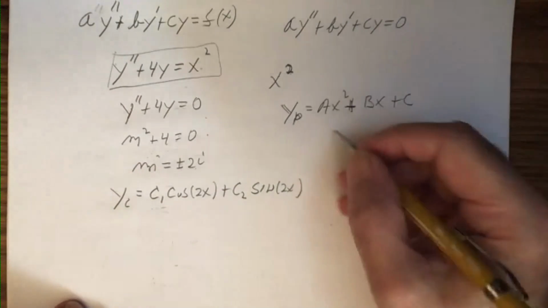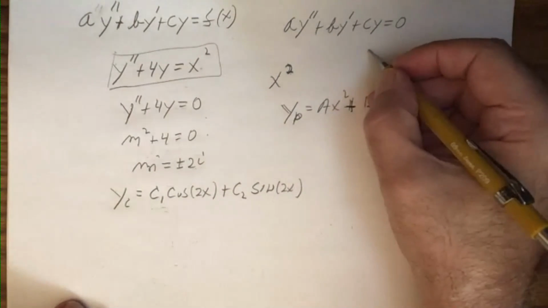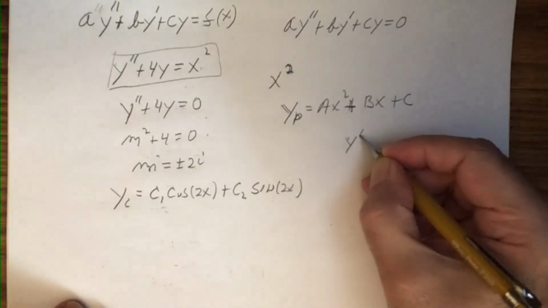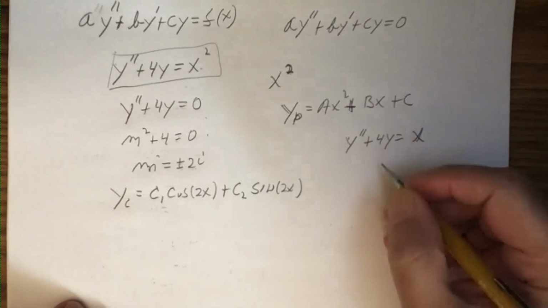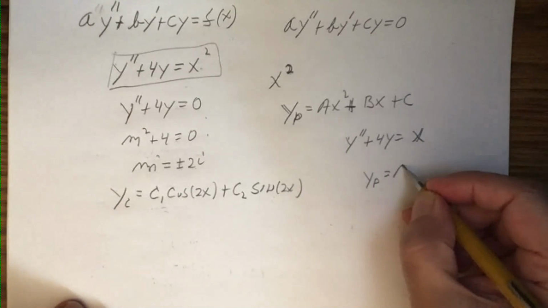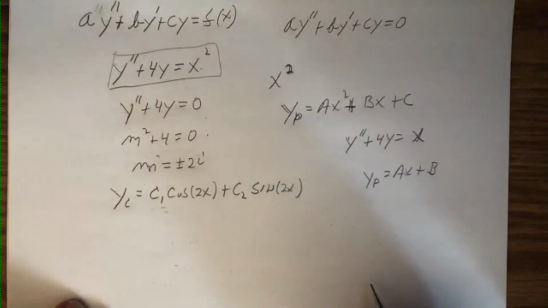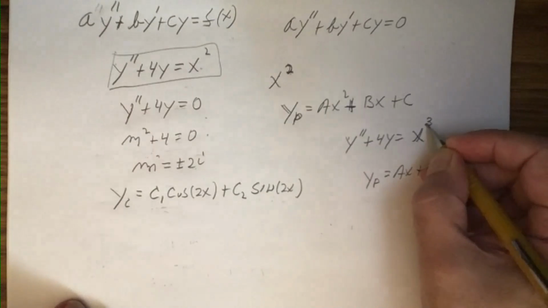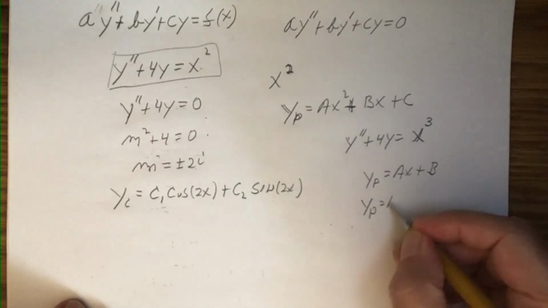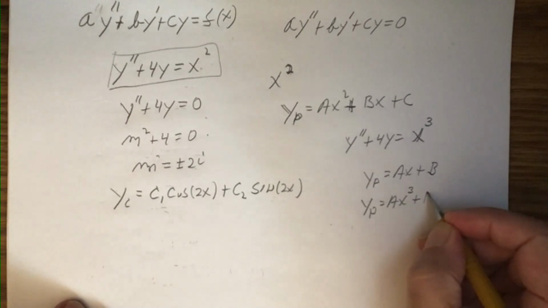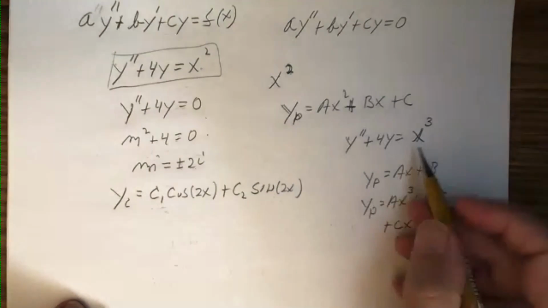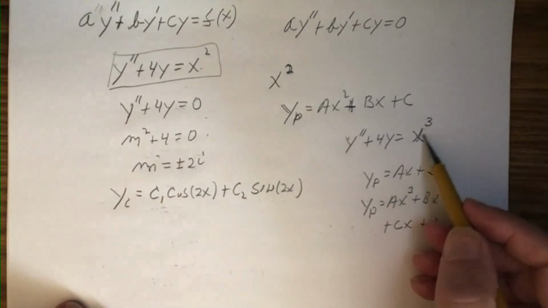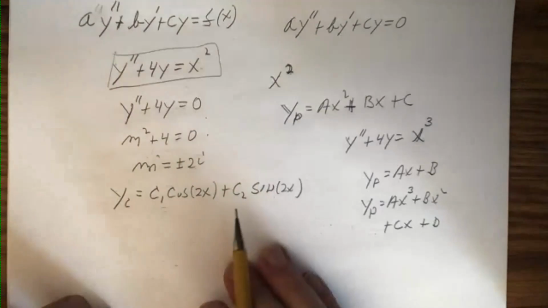Now, suppose I had x, not x squared, then I would assume a particular solution of ax plus b, right? If this was x cubed, I would assume a particular solution of ax cubed plus bx squared plus cx plus d, right? So basically you're assuming the derivatives of the function, all right? So that's the first thing to understand. But let's go ahead now.